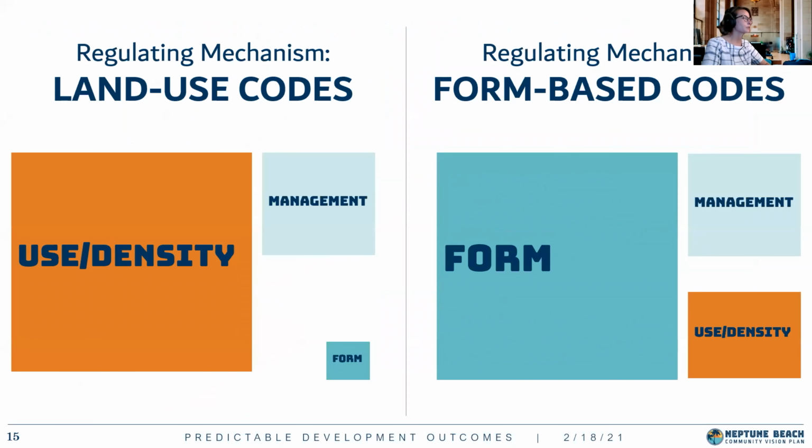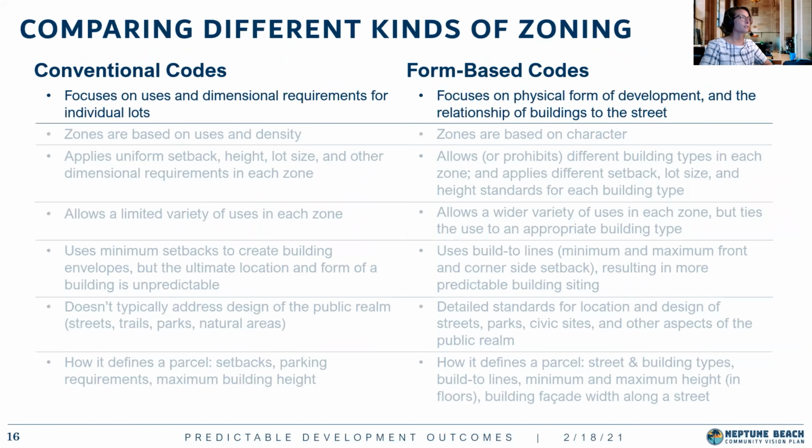And here you can see that pretty clearly. In conventional land use codes, use and density is the primary organizing factor. Whereas in form-based codes, it's really the form and what the building looks like and how it relates to the streets and public spaces that is most important.